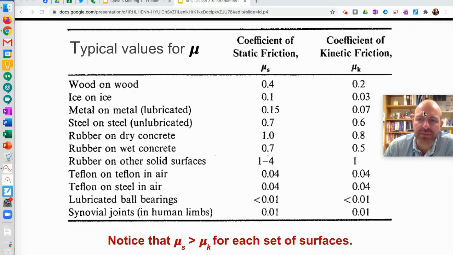There's a lot of things we can look at here. These are just typical values of coefficients of static and kinetic friction. But if you look carefully at this list, you will notice that the static frictional coefficient is generally bigger, or in cases where they're small, the same as the coefficient of kinetic friction, which means that the friction that holds things still relative to each other is stronger than the friction that slows things down once they're moving.